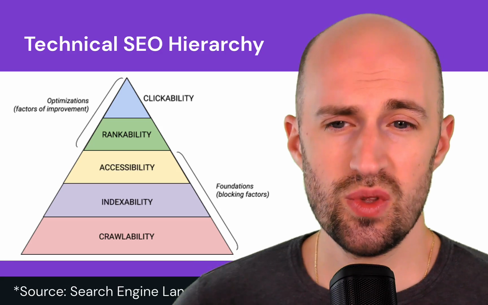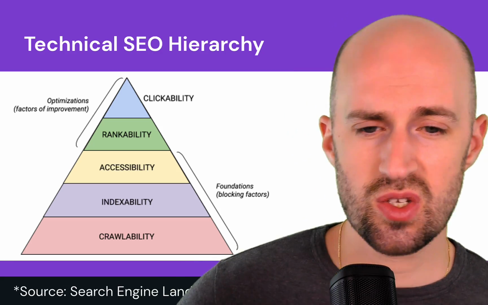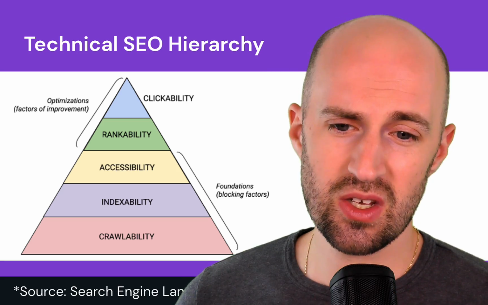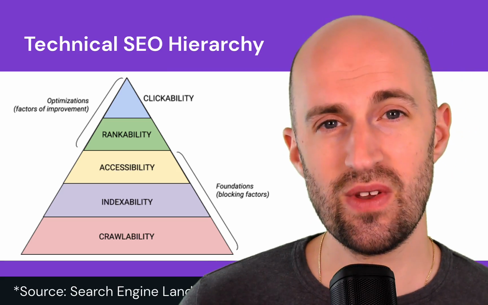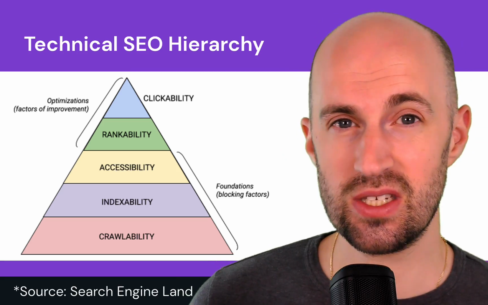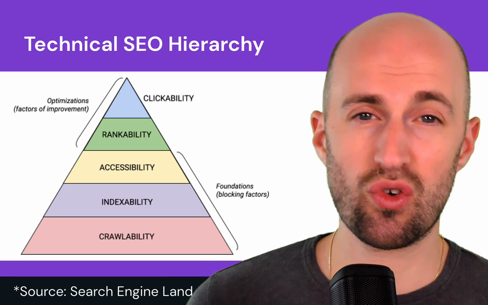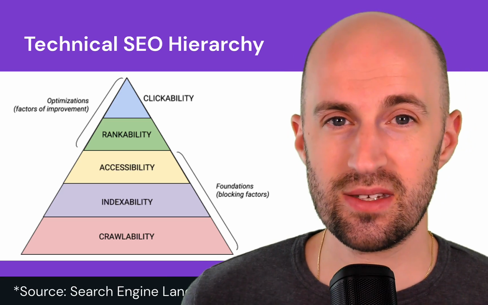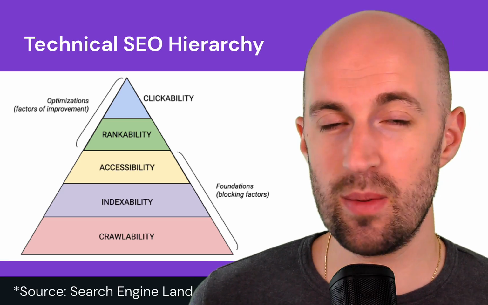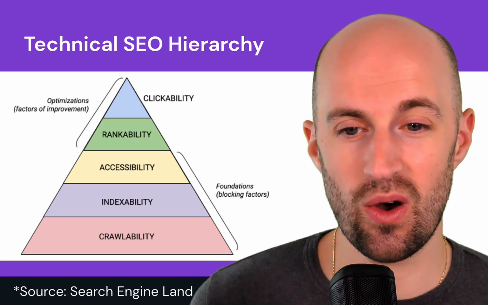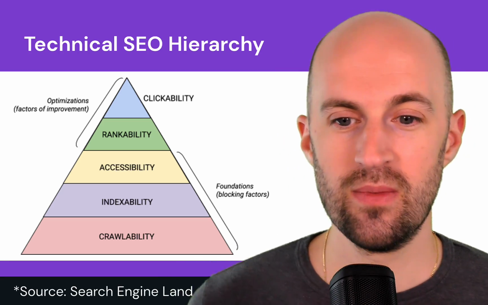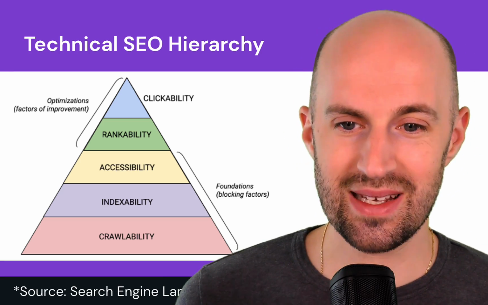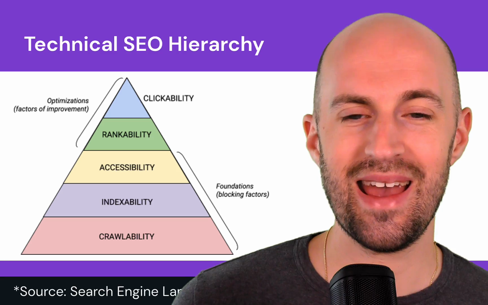So let's dive into the technical SEO hierarchy. This is a quick image I grabbed from Search Engine Land. It basically shows you the importance of different aspects of technical SEO. At the very bottom, it's the crawlability of your site. That's really important. Without that, search engines or other bots can't discover your site at all. So you need to have it crawlable. Next thing is you need to have it indexable. And then you have accessibility, rankability, and clickability.